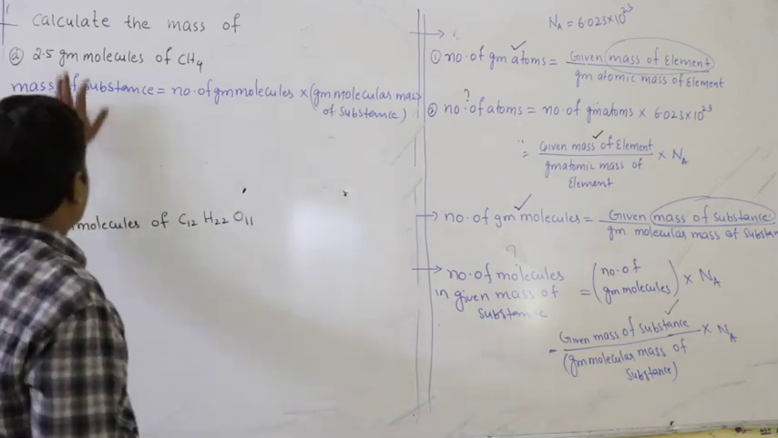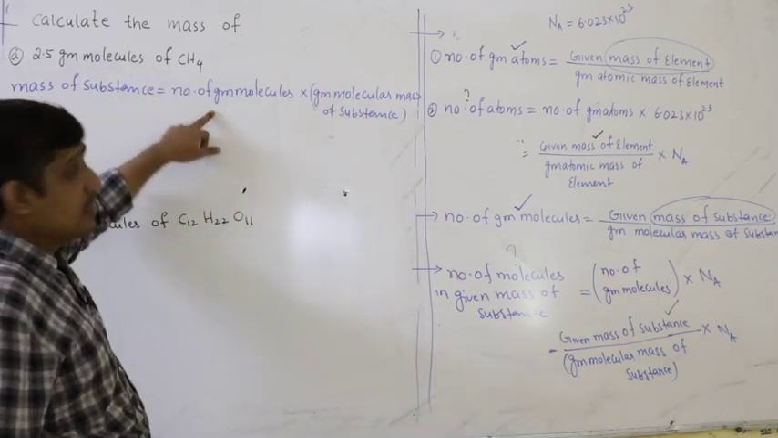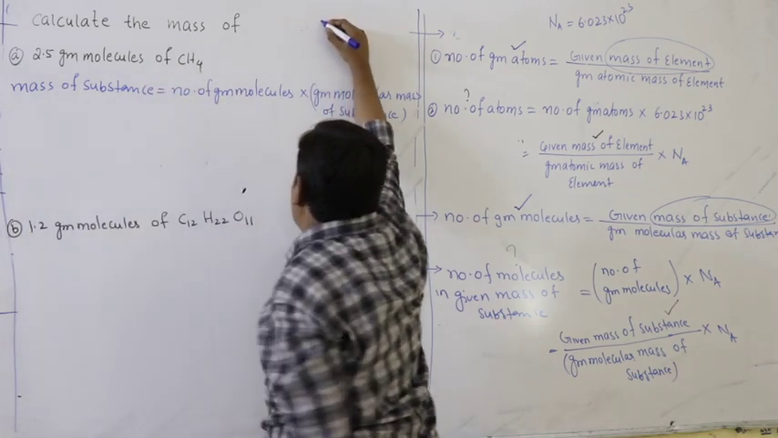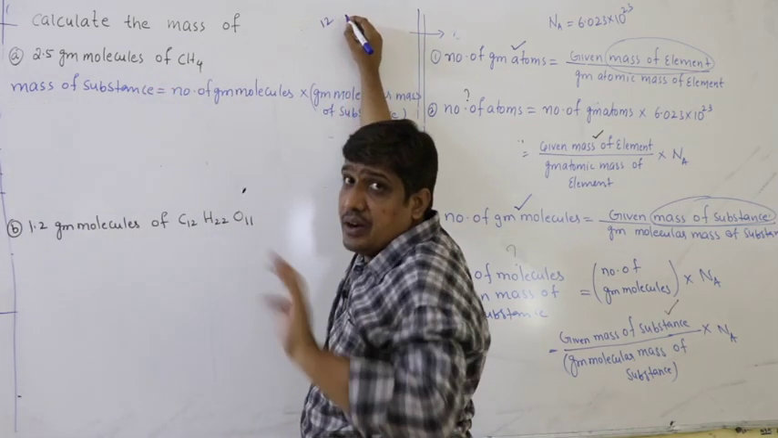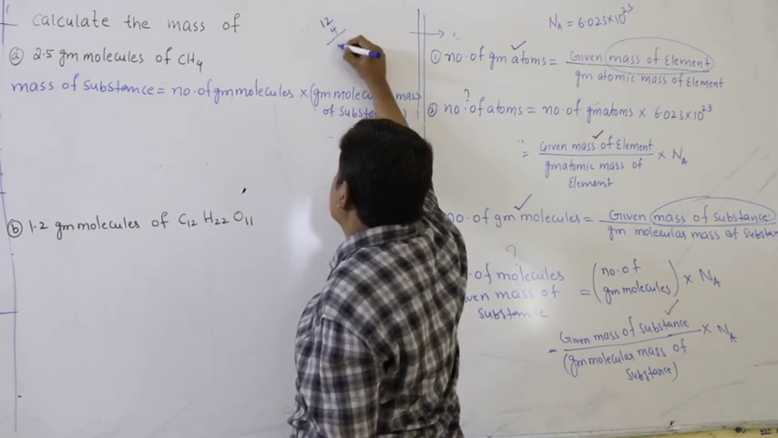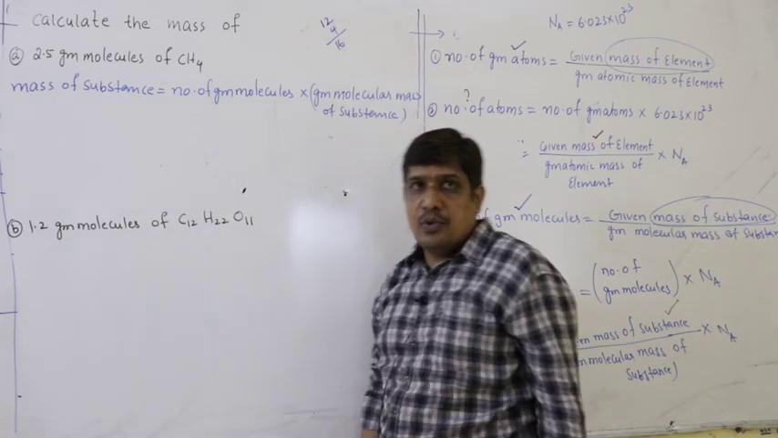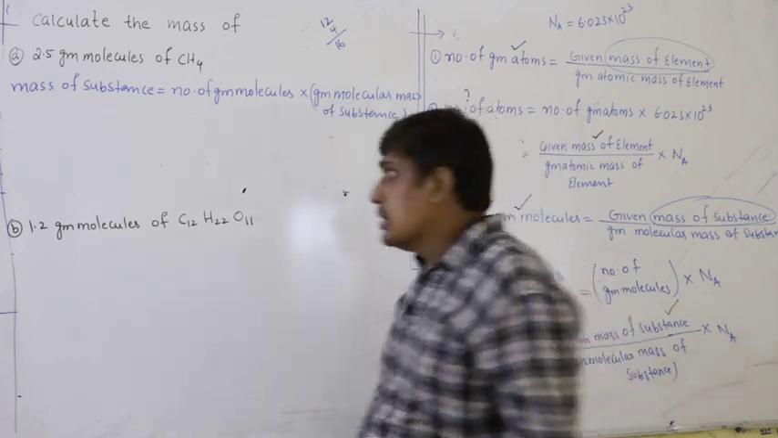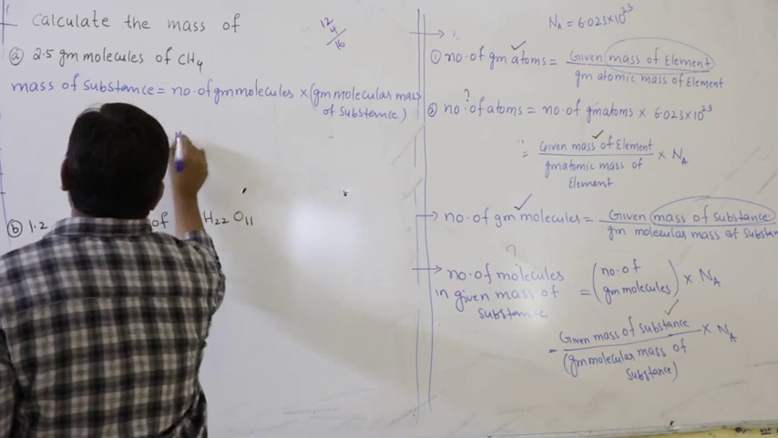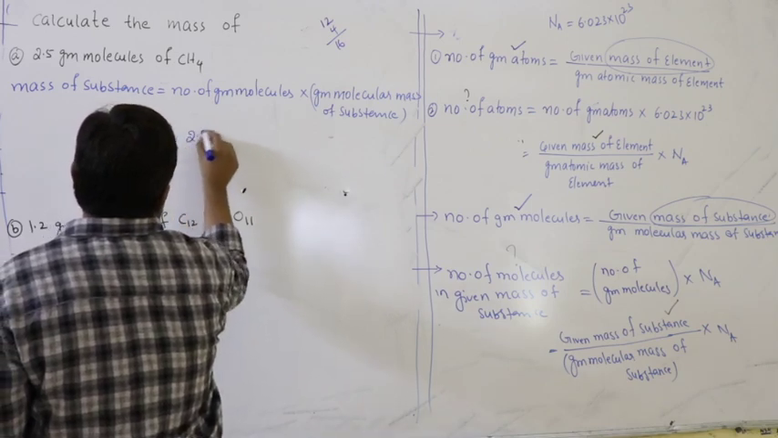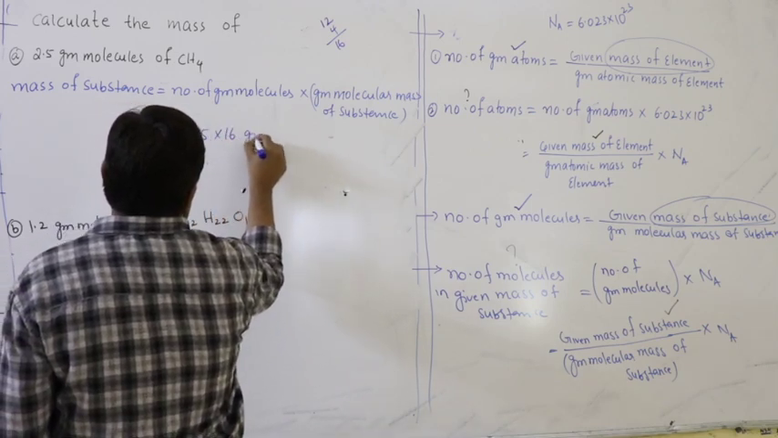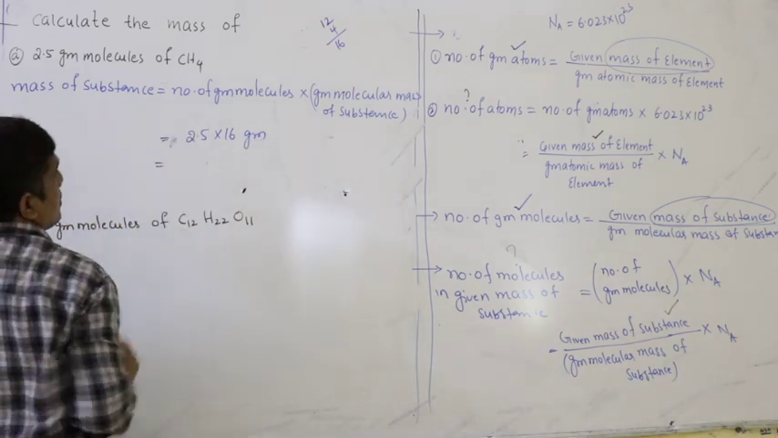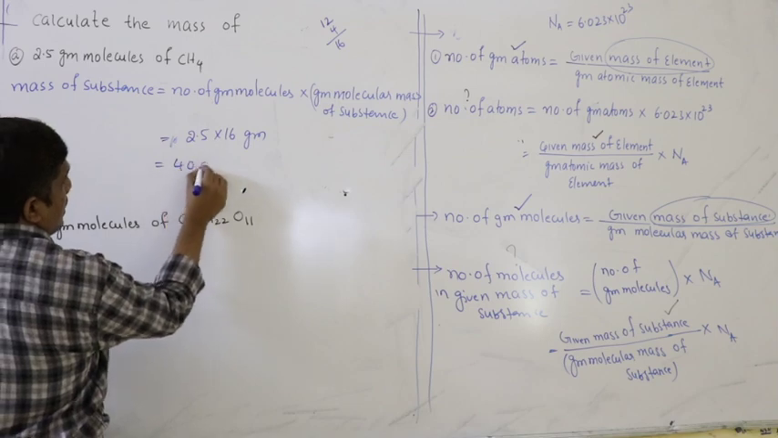Let us see. Number of gram molecules are 2.5. Methane CH4, 1 carbon, 1 into 12, 4 hydrogens, 4 into 1, 4. So molecular mass is 16 AMU. We require gram molecular mass, so it becomes 16 grams. So it is equal to 2.5 into 16 grams. I think you will get around 40 grams.